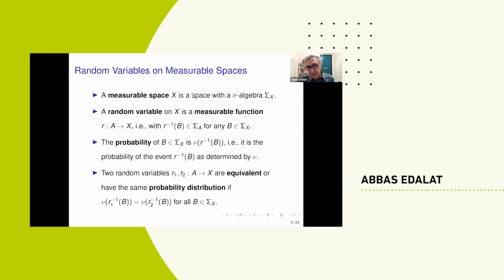And the key observation here is that different random variables can correspond to the same probability distribution. So if you have two random variables, R1 and R2, from a sample space A to a measurable space X, they are said to be equivalent if they induce the same probability distribution. Namely, if they induce the same probability weight on any event B, for B an event of the measurable space X. So this is all we need in terms of elements of probability theory in this talk.